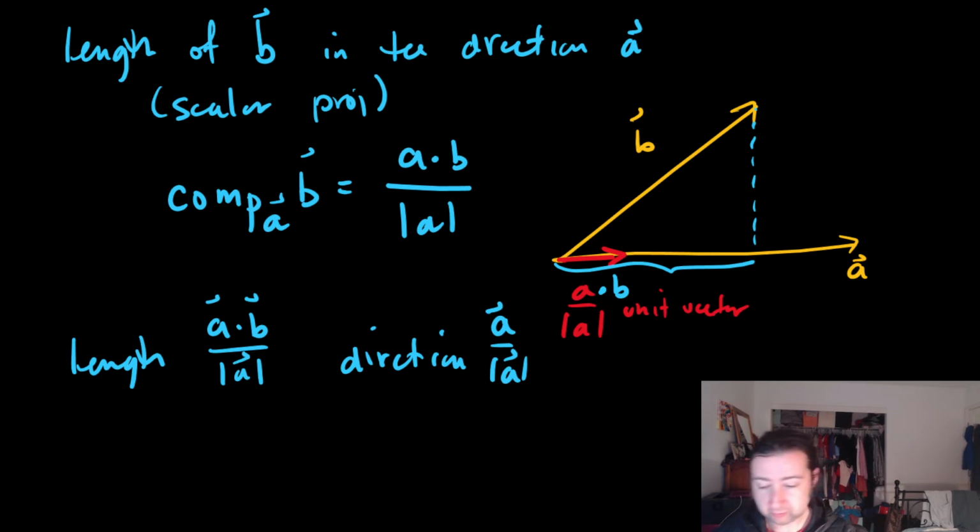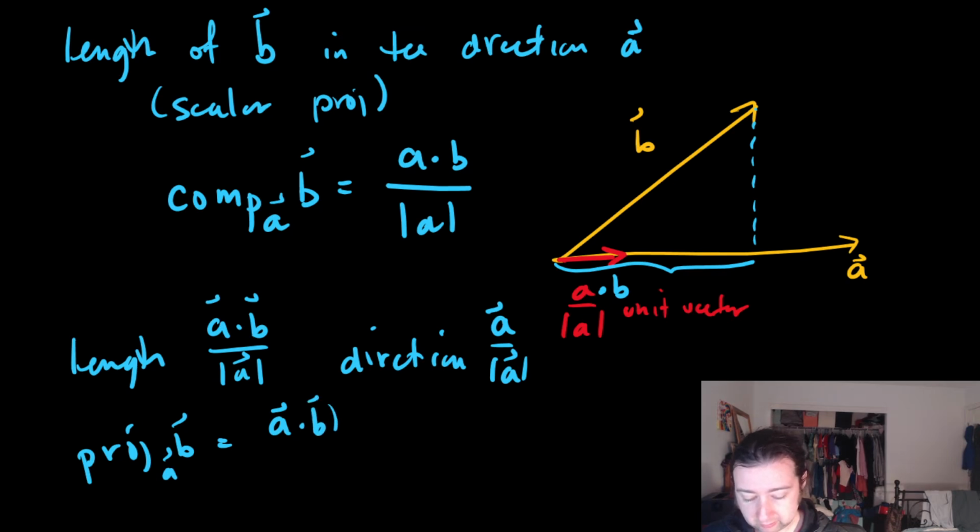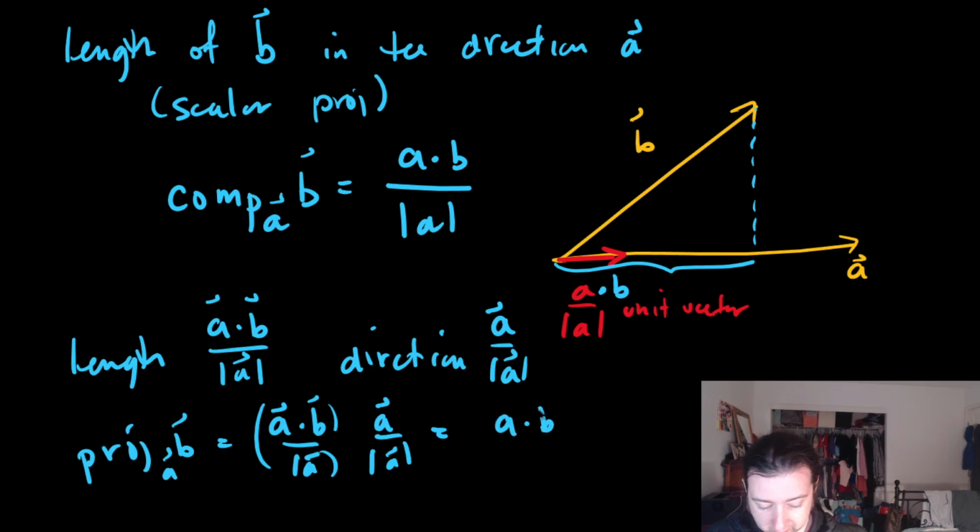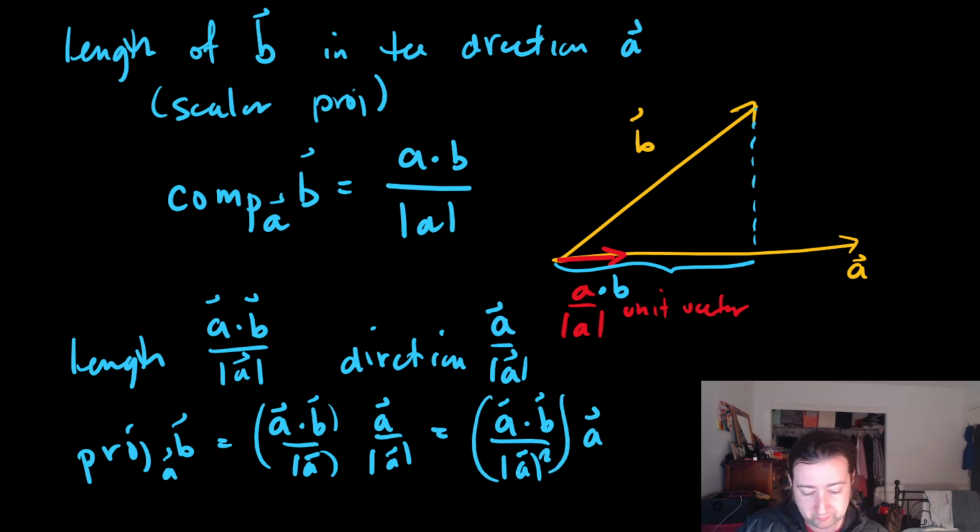And so if I want the whole vector projection, I write the projection of B onto A is A dot B over the length of A times A over the length of A, or more concisely, sometimes you see this written as A dot B over the length of A squared times A. Okay, all of this stuff up here is a scalar, just some number, and then I take that scalar and I multiply it by a vector, and that gets me a vector.